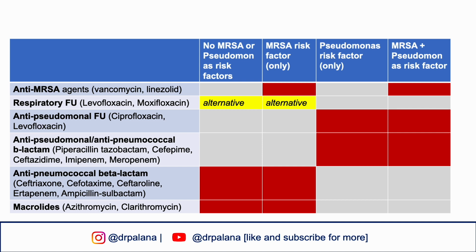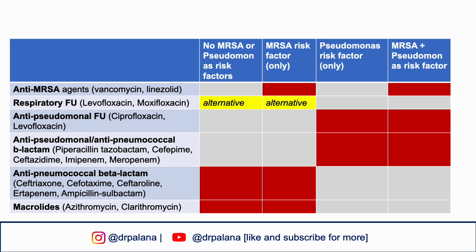If a patient with pneumonia is hospitalized and requires antibiotics and has no MRSA or Pseudomonas risk factors, consider an anti-pneumococcal beta-lactam like ceftriaxone plus a macrolide like azithromycin. If the patient has pneumonia in the hospital with MRSA risk factor only, consider an anti-MRSA agent like vancomycin plus an anti-pneumococcal beta-lactam like ceftriaxone plus a macrolide. An alternative is monotherapy with a respiratory fluoroquinolone like levofloxacin.